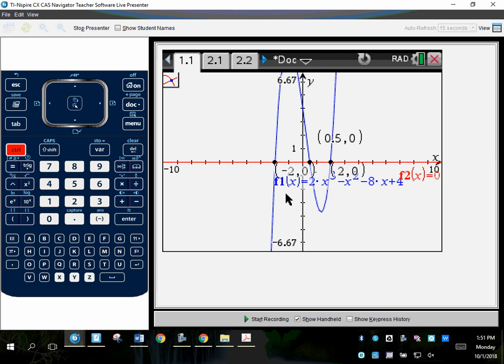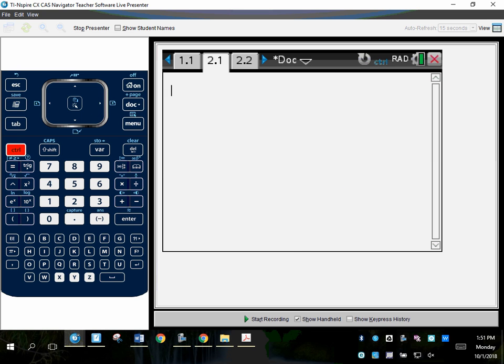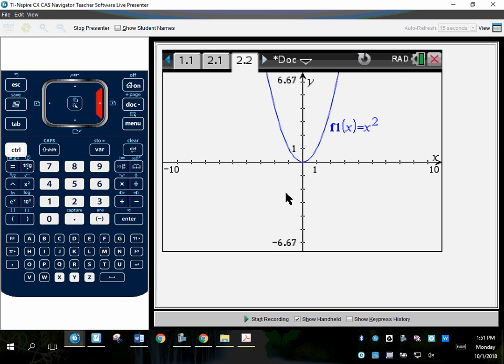You can actually figure out how many times you're getting these answers based off of how the graph looks. That's your graph where it was 2x cubed and some change. Go back over to the other one where you're at 2, 2. That's the graph of y equals x squared.